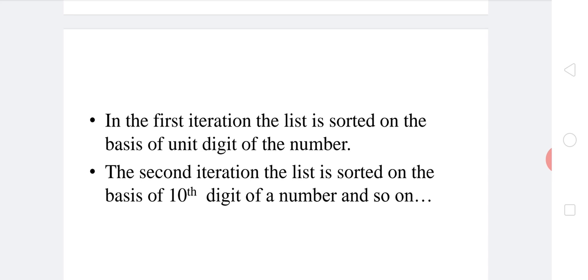First we sort the elements on the unit place, which is called the first place. Then in the second iteration we will sort on the basis of the 10th place. In the next iteration we will sort on the basis of the 100th place. This process goes on until the last significant place or digit.